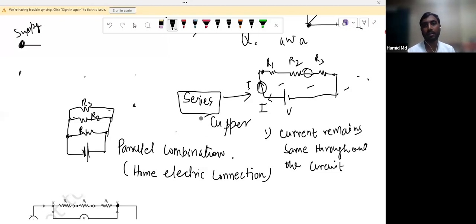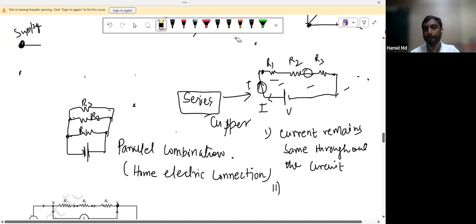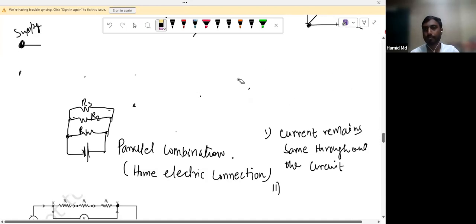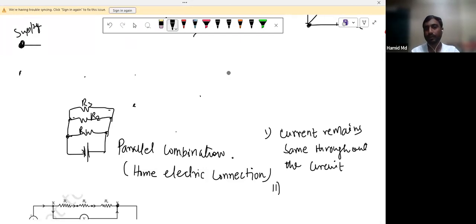Then the second point is that if we connect a load over here, there will be a potential drop. This bulb will consume some energy, right? In another way, there will be a potential drop here. Let me make some space. Let me redraw this.